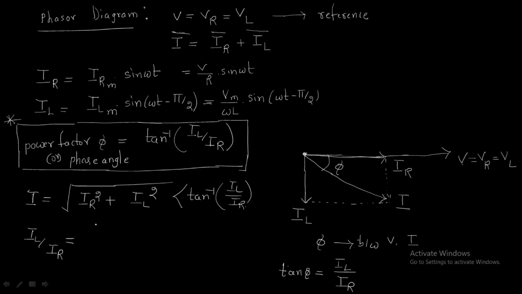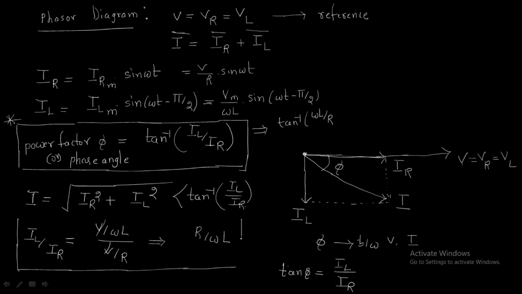The value we can modify like this: IL equals V by omega L and IR equals V by R. So we can write the power factor angle also as R by omega L. That's why we can write another equation, tan inverse of omega L by R. This is also the power factor angle. This is also one of the angles.